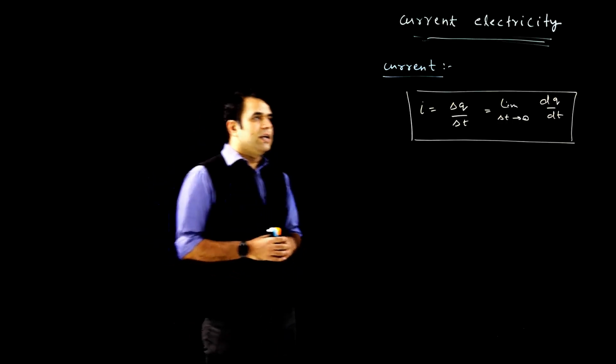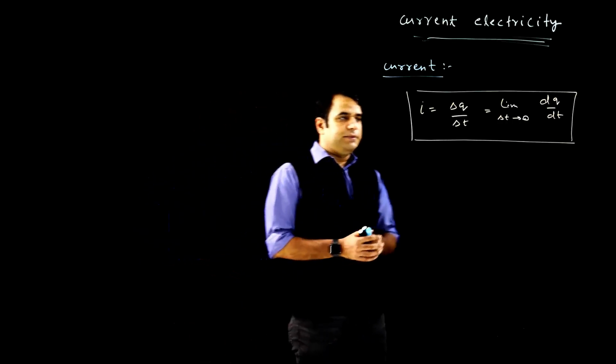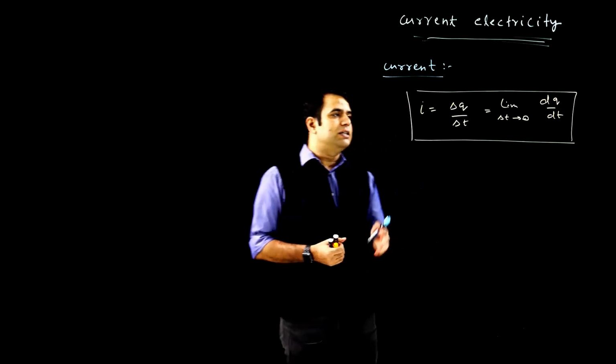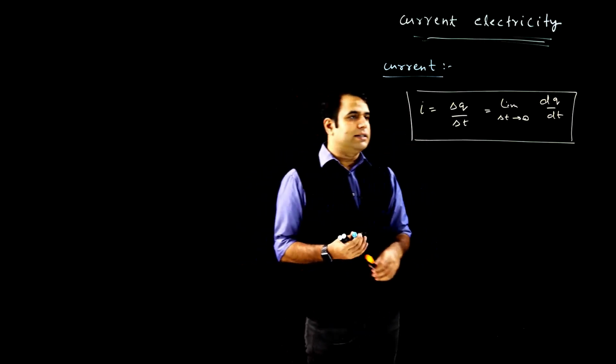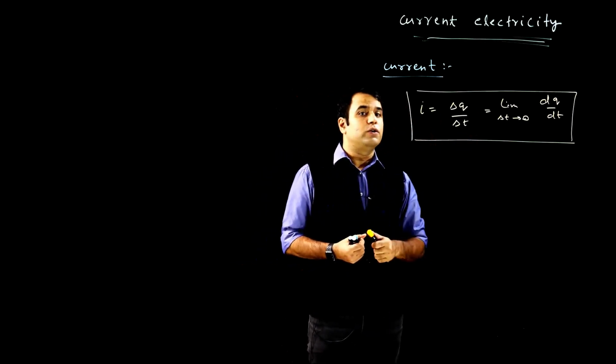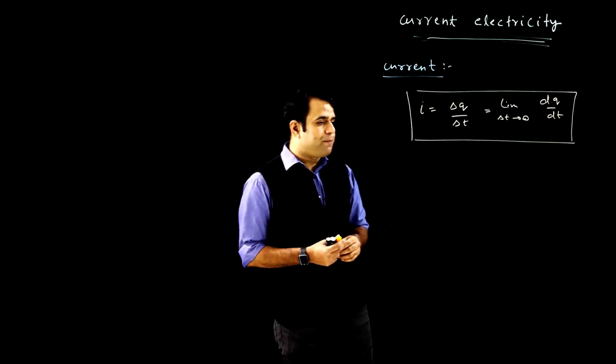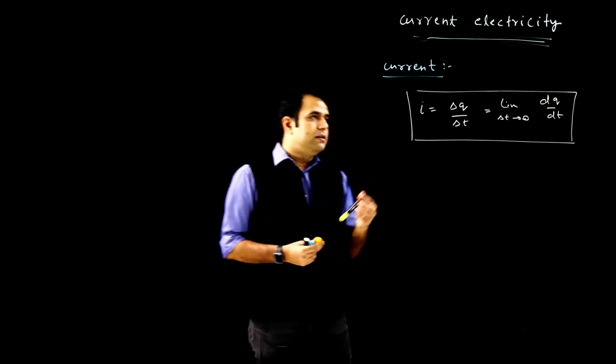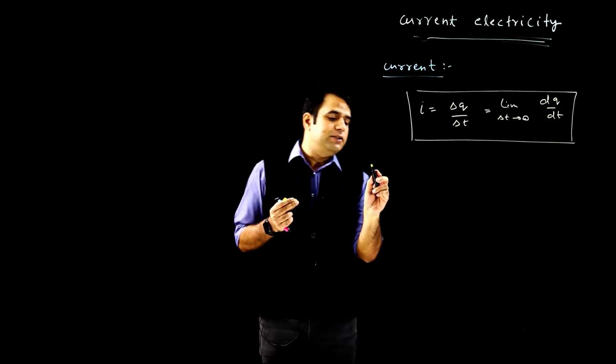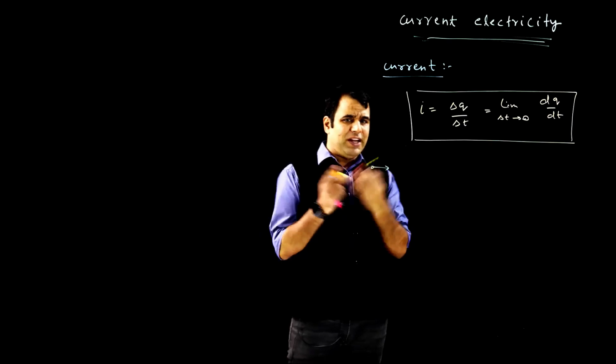Hello. Now we'll study some more properties of current. In the previous lecture we learned this is the formula to calculate the current, where it is the time rate of flow of net charge, and the net charge should be the positive charge. Now the property of the current we are interested in right now is whether it is a scalar or a vector.